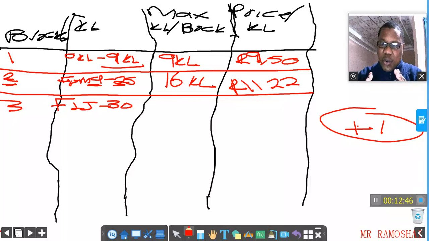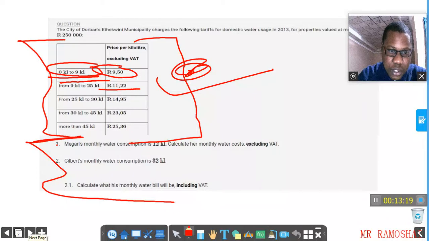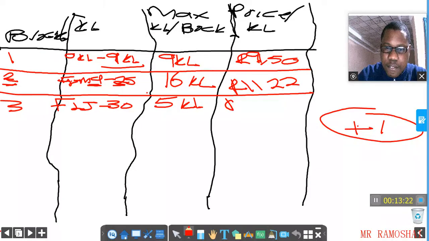Now you count. Are you still going to count 25? No. The answer is no. We are not going to count 25. But what must we count from? We must count from 26. Why do we count from 26? Because 25 is already counted in block number 2, right? So when we come to block number 3, it's going to be 26, 27, 28, 29, and 30. So that means the maximum kiloliters for this block is 5 kiloliters, right? At which price? The price is $14.95.